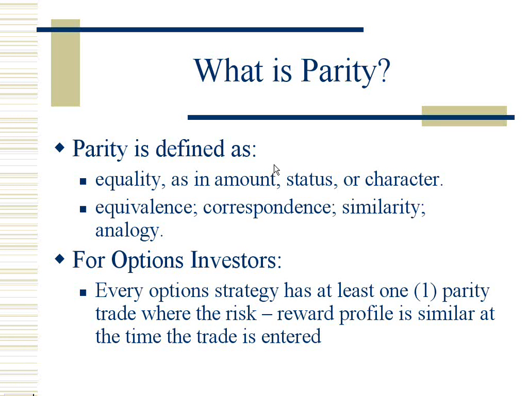Now, I say at least one because there are some positions that have multiple parity trades. For example, last week during our strategy discussion, we talked about the vertical spreads, looking at bull put credit spreads, bear call credit spreads, and their parity debit spreads. Well, the bull call debit spread is a parity trade to the bull put credit spread, which is also a parity trade to a standard collar. And then a bear call credit spread is a parity trade to a bear put debit spread, which is also a parity trade to a bearish collar position or a short collar. So there are positions that have multiple parity trades, where the risk-reward profile can be mimicked synthetically.